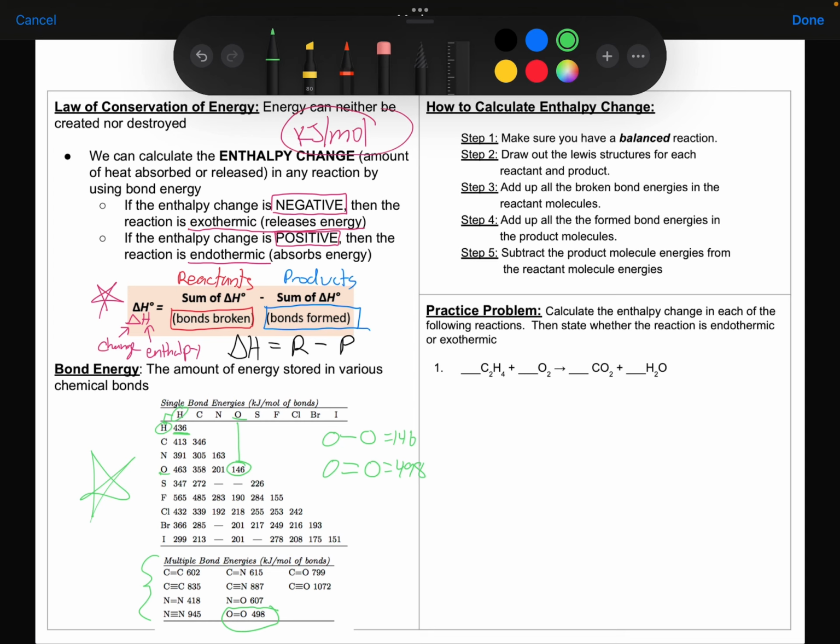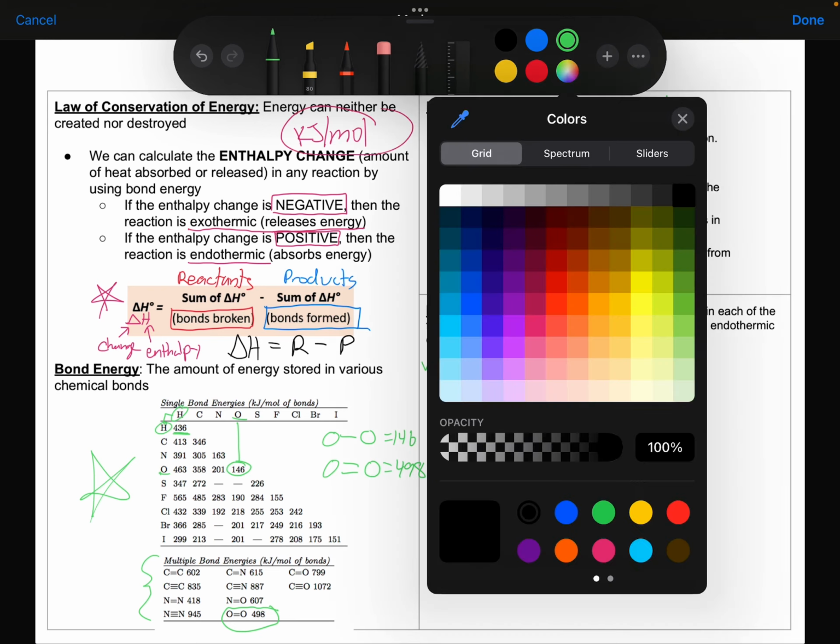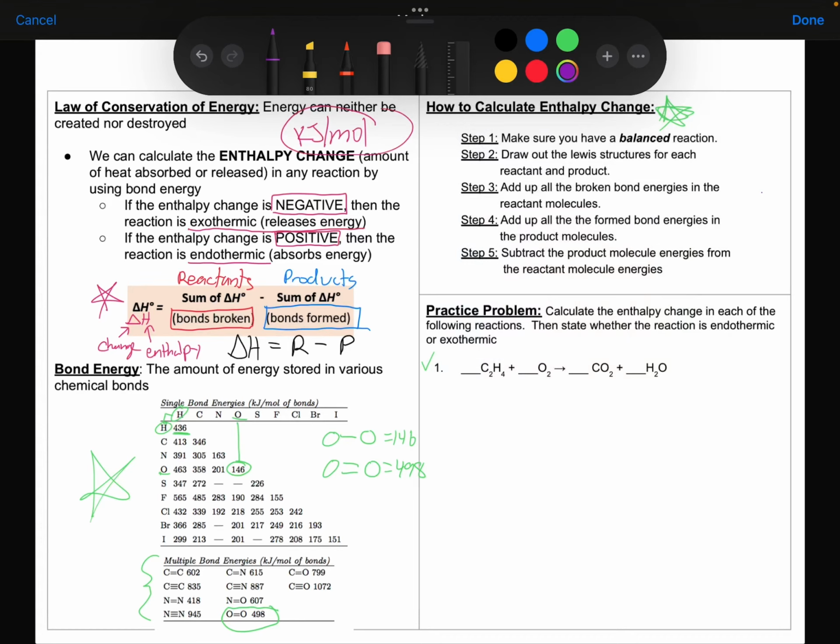Okay? Now, up here, we have a list of steps for you. When you are looking at a reaction like the one right here in the practice problem, there are a series of steps that you're going to have to follow to calculate enthalpy change and again figure out if a reaction is endothermic or exothermic. Step 1 is making sure that you have a balanced reaction, which we don't currently have down there. So just to briefly review how to do that, what we want to do is go from left to right, one element at a time.